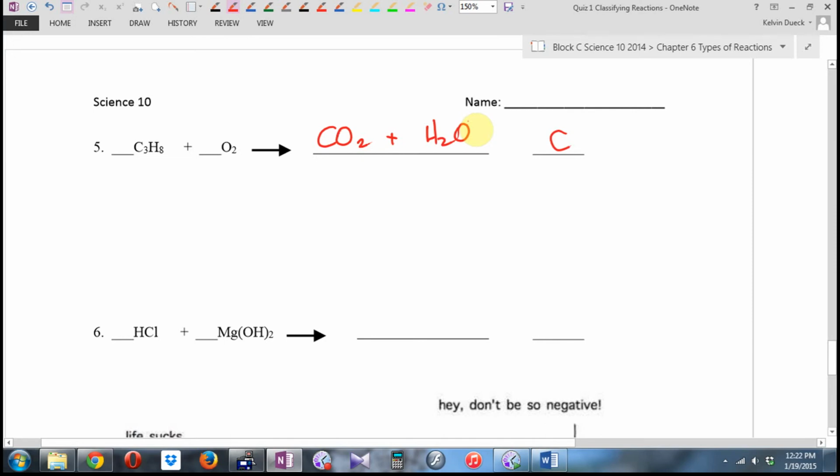Now I have to balance. Looks like I'm going to need to put a 3 there for my 3 carbons, and a 4 there for my 8 hydrogens. Please tell me that works for oxygens. I get 6 and 4. I have 10 oxygens, 5 there. I think blank, 5, 3, 4. So again, 1 mark for that. 1 mark for that. And then for the balancing, half mark off for each thing you're missing.